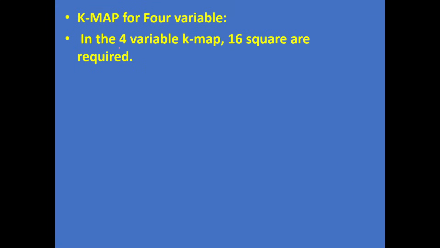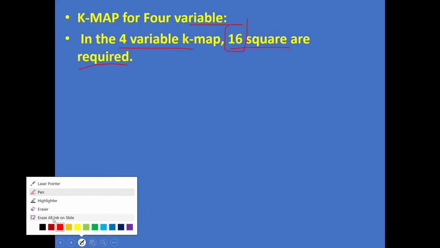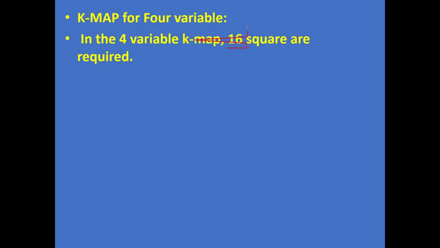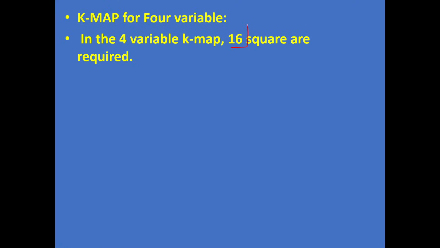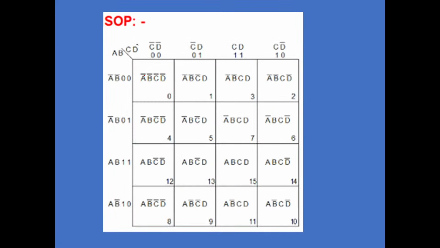K-map for 4 variables. 4 variable will have 16 squares, not six. For 3 variable, 8 squares are there. For 4 variable there will be 16 squares. So here you can see 16 square boxes.